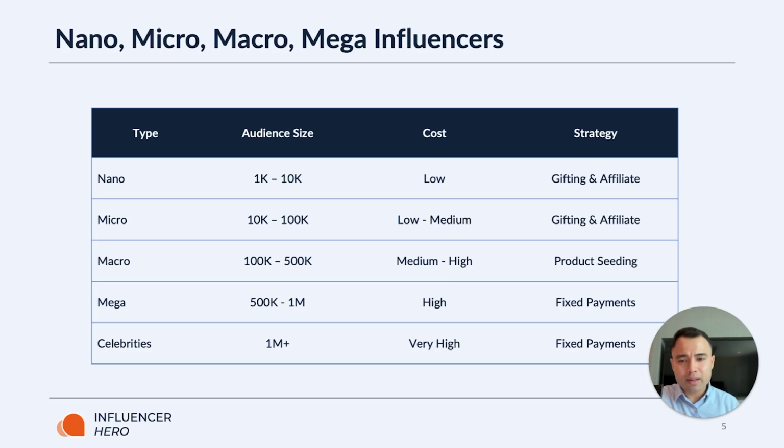Celebrities, same story, 1 million plus, right? So cost is very high. This will be fixed payments as well, and can typically be in the tens of thousands of dollars to work with them. So throughout this course, we will focus primarily on micro, macro, and a little bit of mega. But micro and macro is really the sweet spot for performance-driven influencer programs and campaigns, which is the core focus of this course.